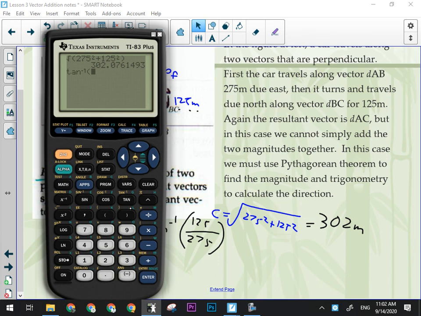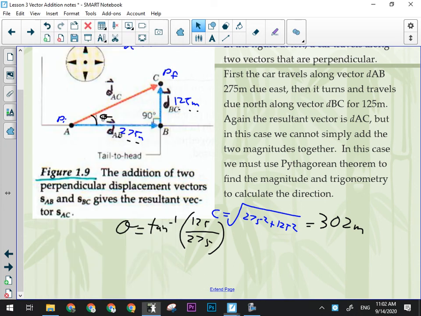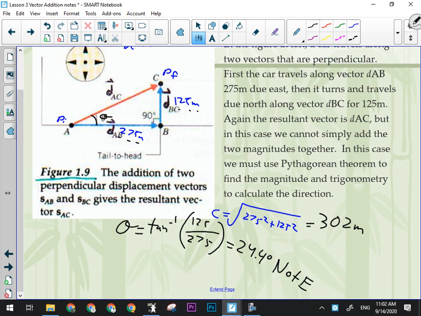What mode does your calculator need to be in? Degree, yeah. If you're in math right now, you're going to be switching back and forth every time you come in here, because usually you're in radians in math. So just make sure you're always in the right mode. Your answers will make no sense if you're in radians. All right, so tan to the minus 1 of 125 divided by 275. My angle is 24.4 degrees north of east. How did I know to make it north of east and not east of north?